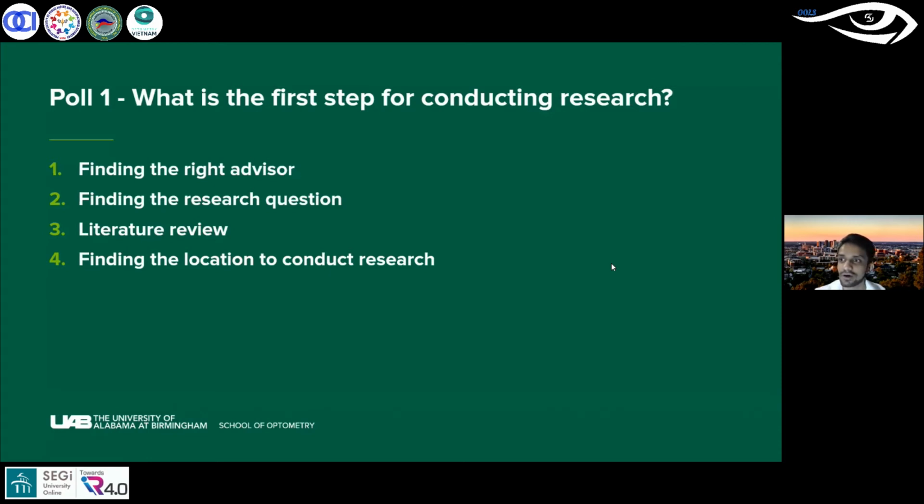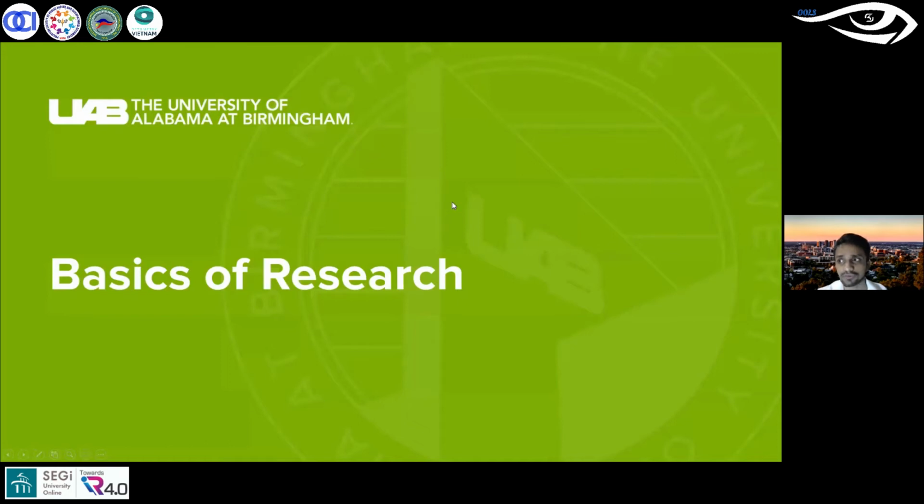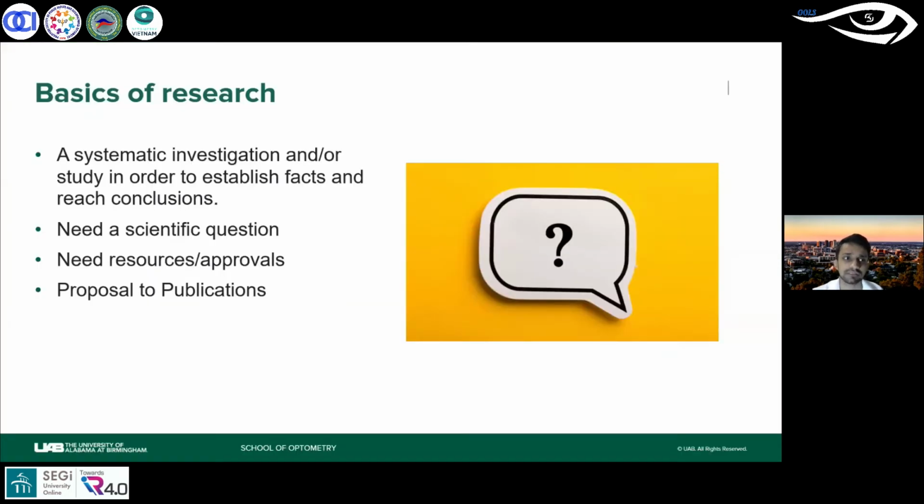So I'll go ahead and get started with a few basics of research. Research is nothing but a systematic investigation and or a study in order to establish facts or reach conclusions. And so this can be about anything at all. And I'll give you an example in a short time as to how something can be conducted even in a clinical setting without a lot of work.